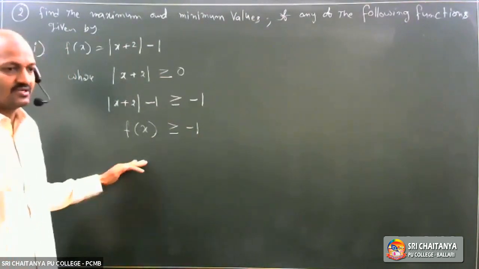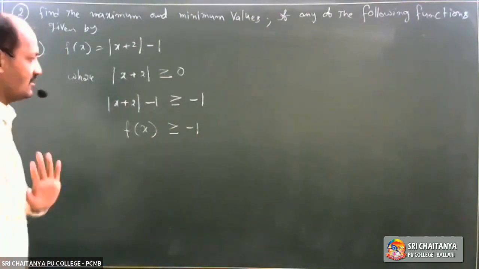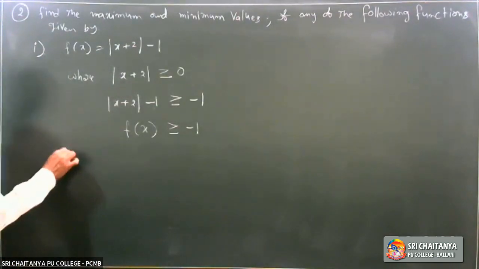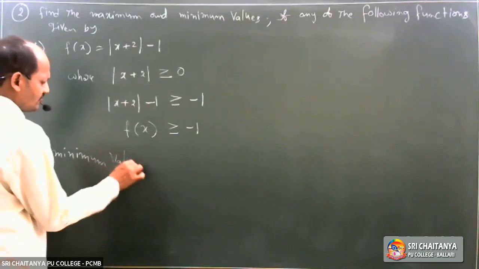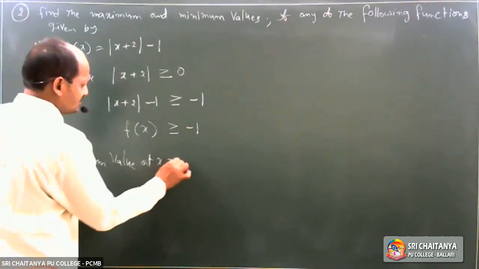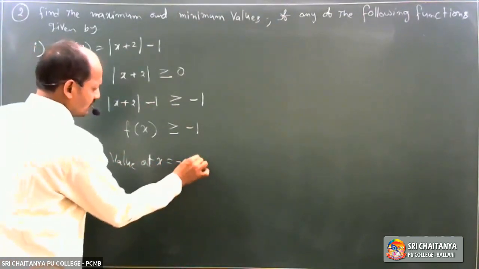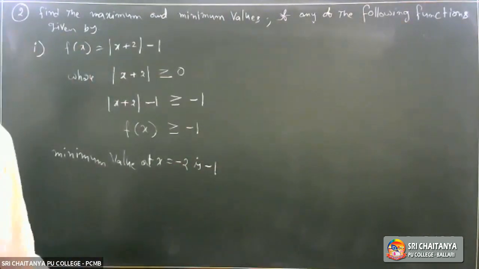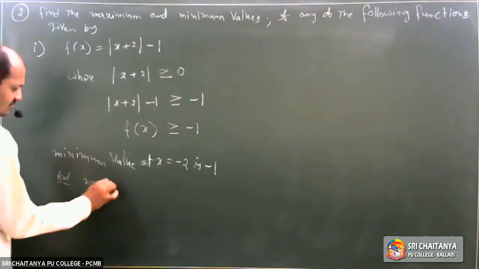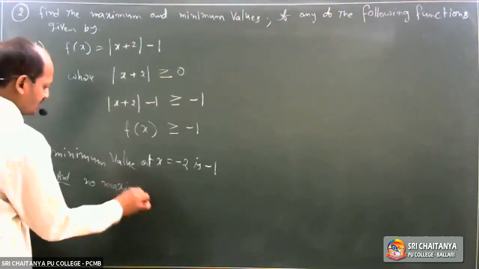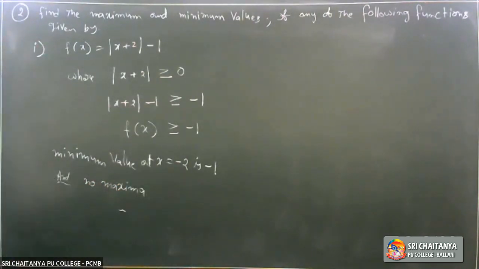In this function, there is no maximum. Therefore, the minimum value at x is equal to minus 2 is minus 1, and no maxima. Second question.